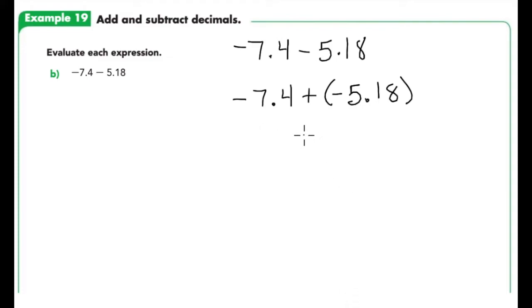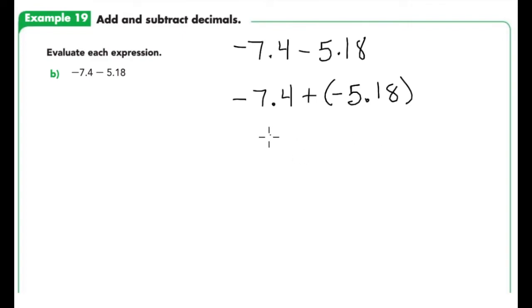Now I'm going to make a little estimate here. So this is -7 plus -5. Signs are the same, so I'll add them up, and that gives me a -12. So I should have somewhere around a -12 as my answer.